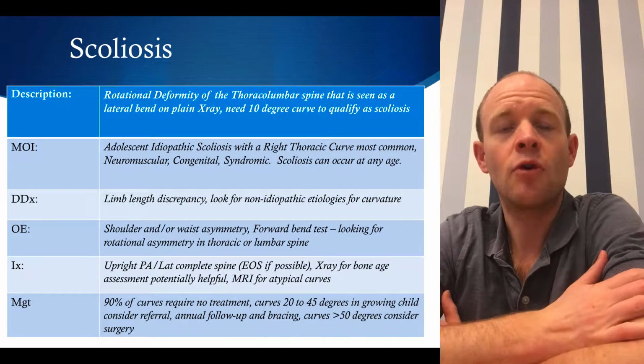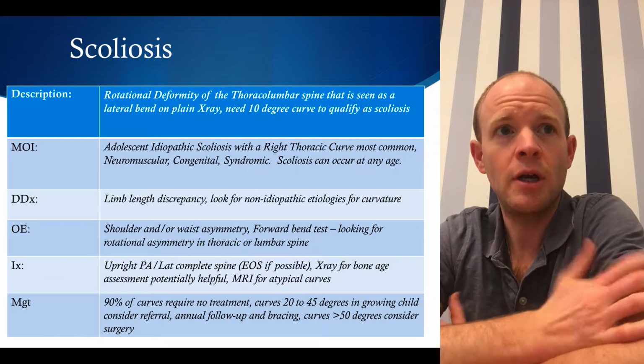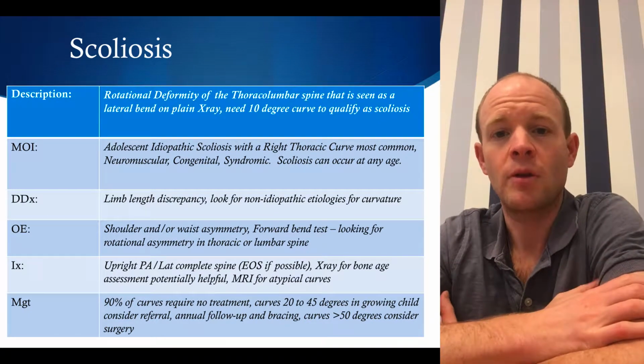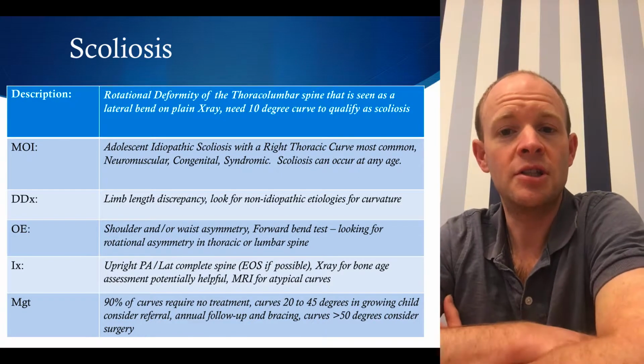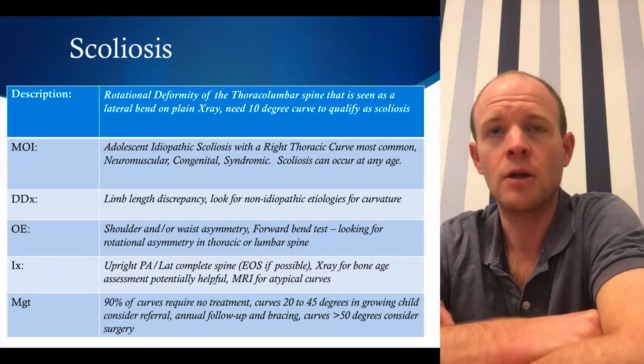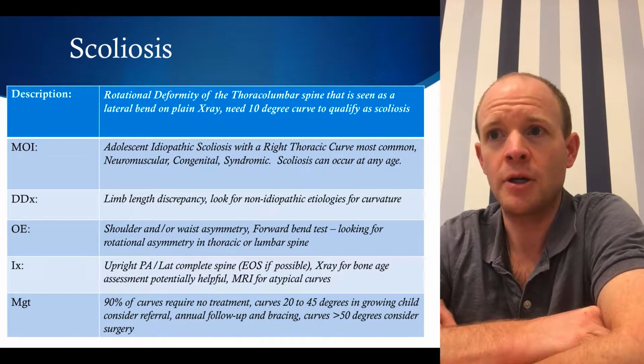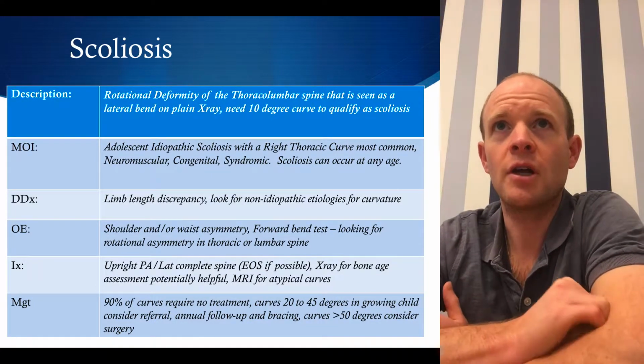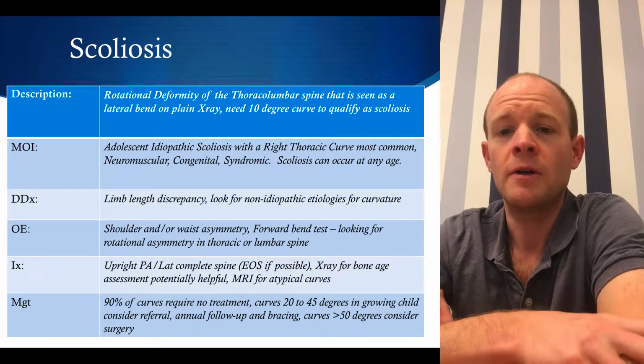Scoliosis is a rotational deformity of the spine that, when you take an x-ray, looks like a lateral bend to the spine. To have true scoliosis, you need at least a 10-degree curvature measured by the Cobb angle on a PA x-ray.